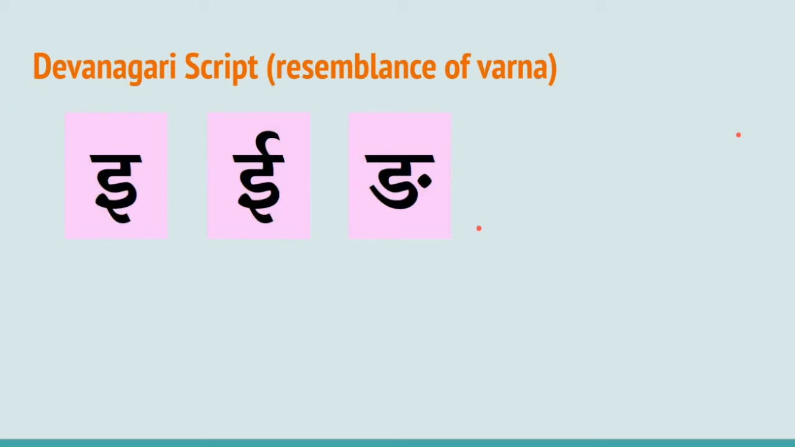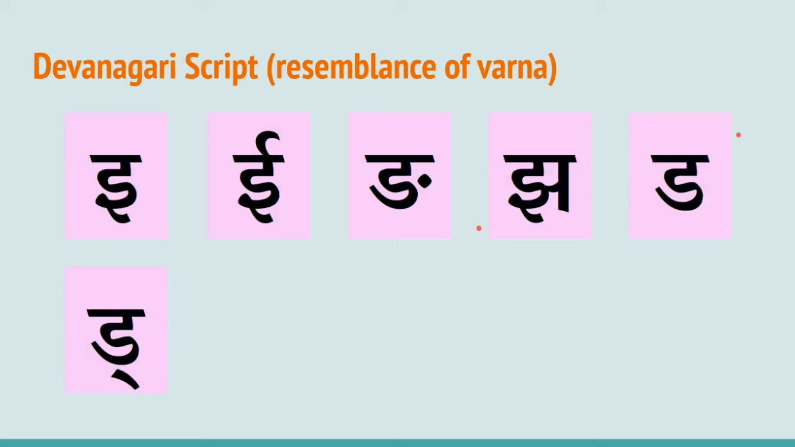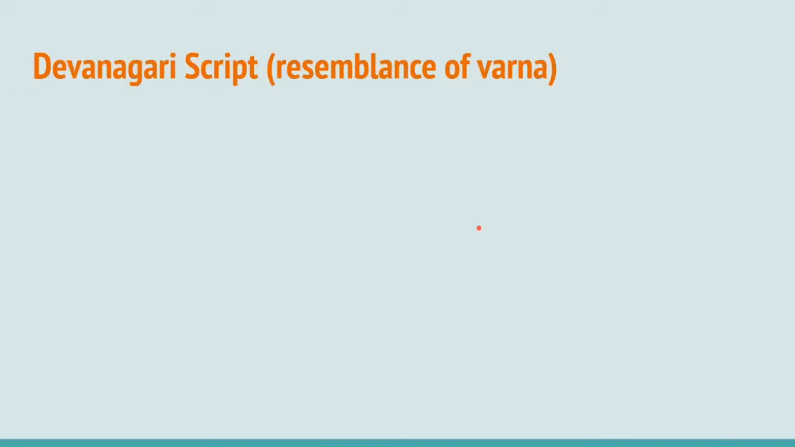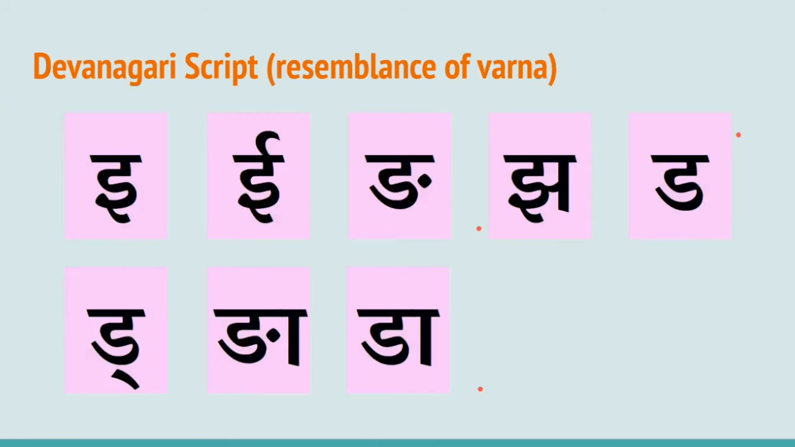Okay, thank you. You did it all correct. So this is E, Ng, Jh, D, D, Nga, Da. There is some kind of similarity, but they are all different. So you got it right. Thank you so much.